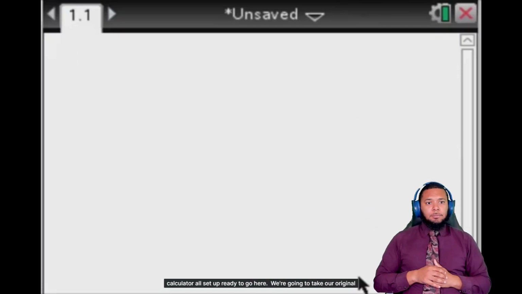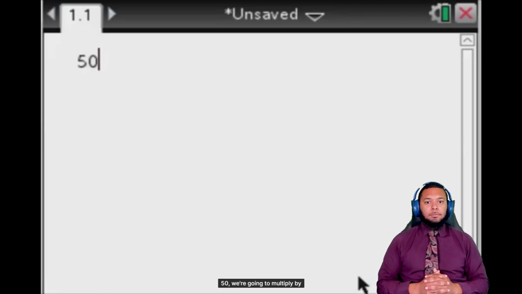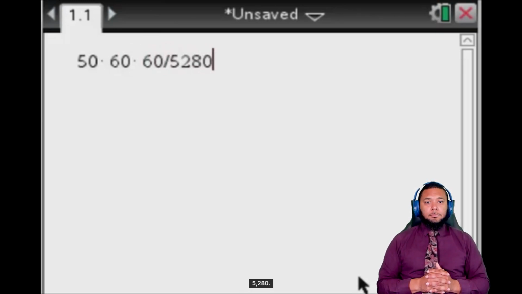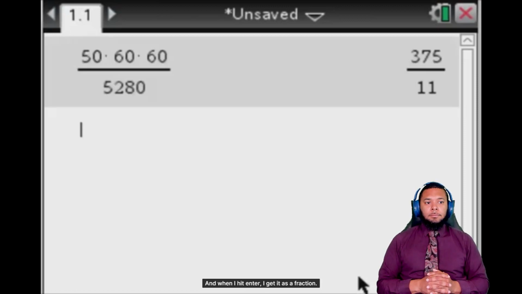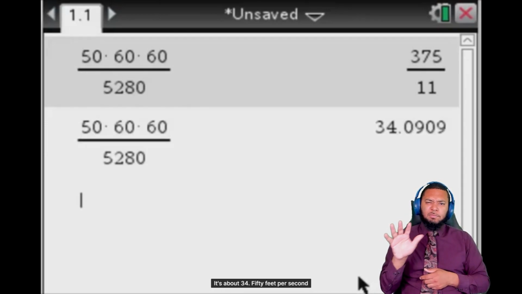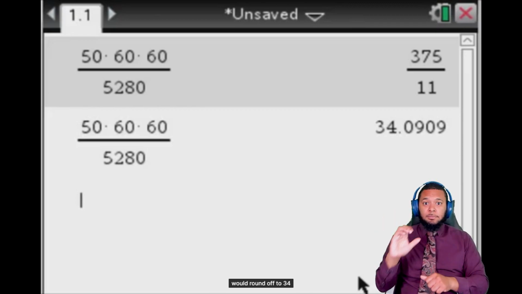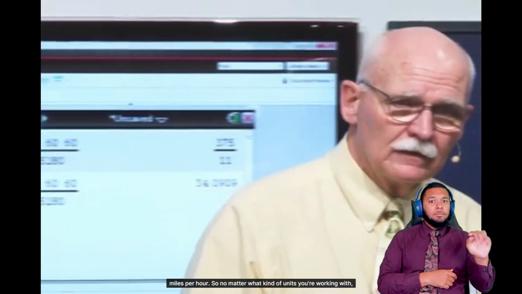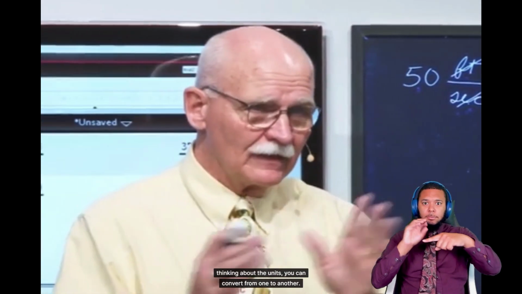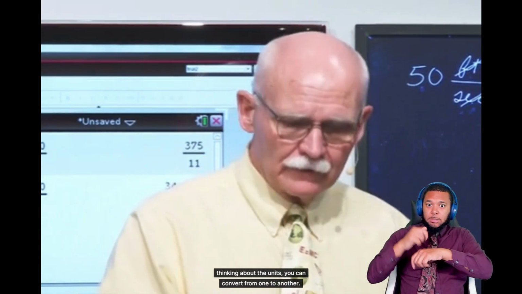We're going to take our original 50. We're going to multiply by 60. And then we're going to multiply by another 60. But then that 5,280 was in the bottom, so we divide by 5,280. And when I hit enter, I get it as a fraction. Or if I want it as a decimal, I can hit Control Enter. It's about 34. 50 feet per second would round off to 34 miles per hour. Okay? So no matter what kind of units you're working with, if you set up these ratios, thinking about the units, you can convert from one to another.